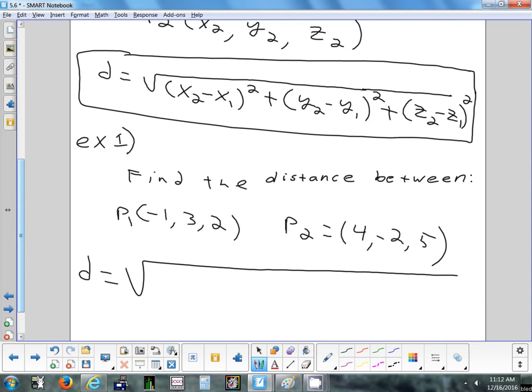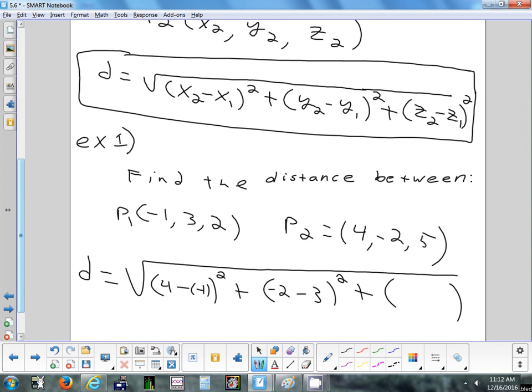Connor, what's going to be the first 2 things that I subtract? 4 minus -1. Yep, so it's going to be 4 plus 1; we'll do that in a second. So 4 minus -1, and then I have to square it, plus. Skylar, what's going to be the next 2 things I subtract? -2 minus 3. Yep, negative 2 minus 3. And what do we have to do with that? Square it. Yep.